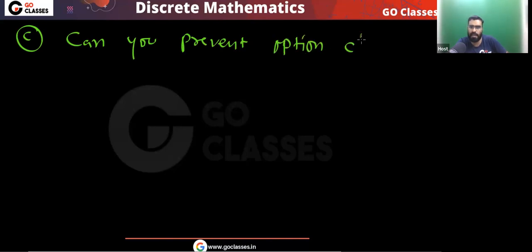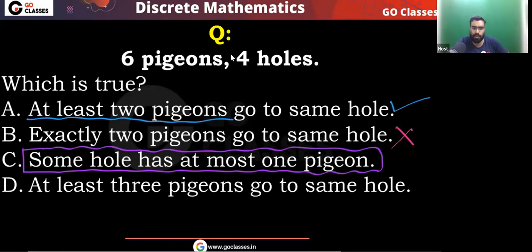Take your copy and pen and do it. Some students are watching it like a movie and those students are not getting it. I know. Those students who are watching it like a movie will make mistakes. Try this. Can you prevent option C from happening?